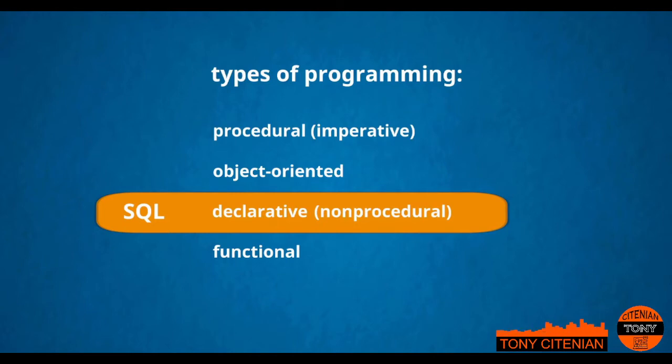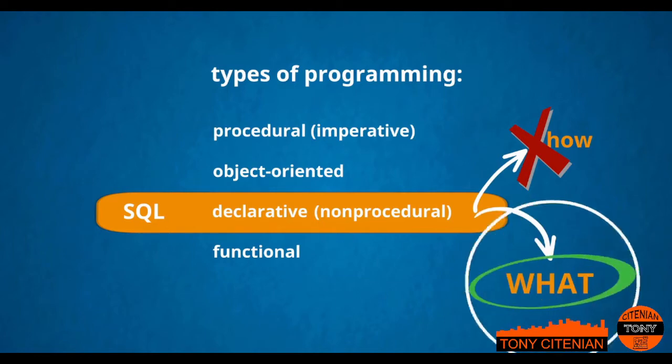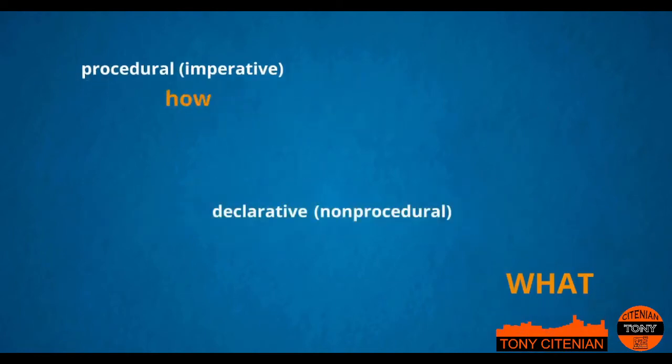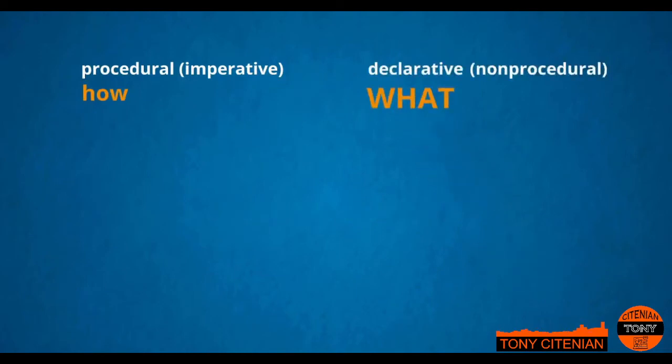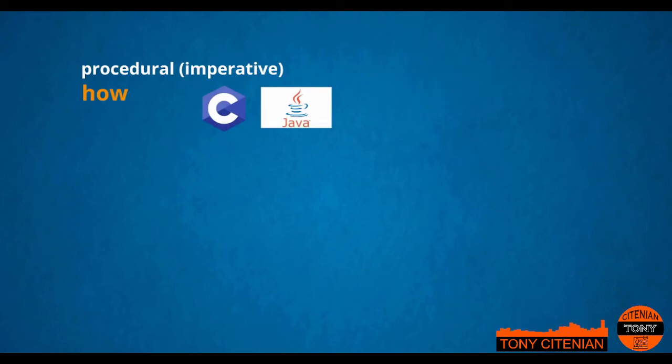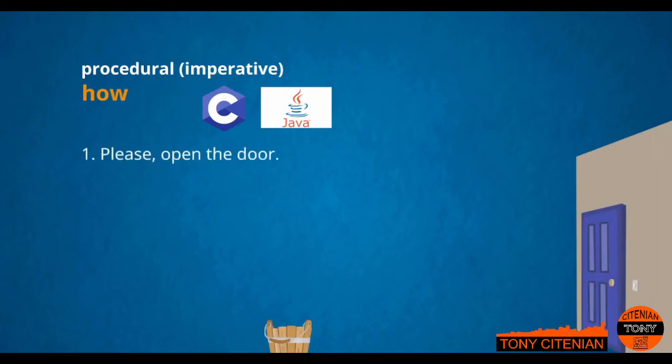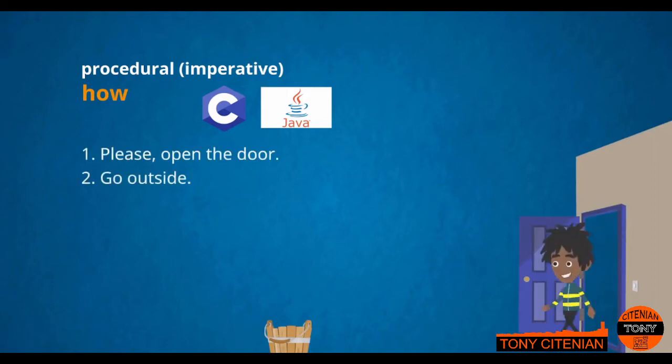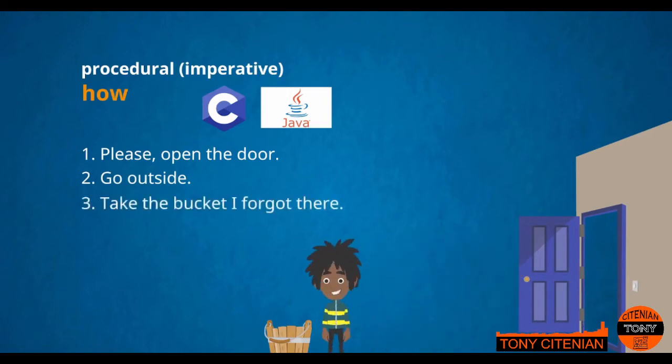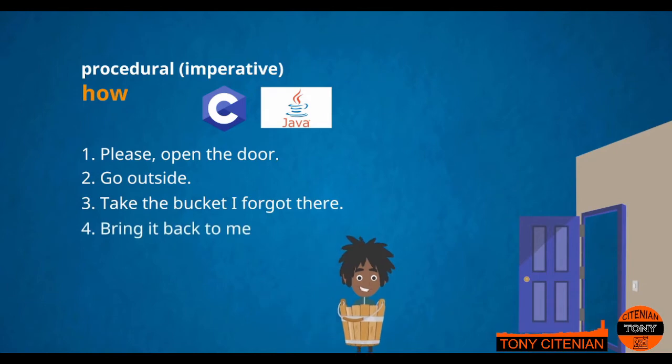This means, while coding, you will not be interested in how you want the job done. The focus is on what result you want to obtain. An abstract example would best clarify what we mean here. When using a procedural language, such as C or Java, you must explicitly divide the solution of a certain problem into several steps. For instance, 1. Please open the door. 2. Go outside. 3. Take the bucket I forgot there. 4. Bring it back to me.